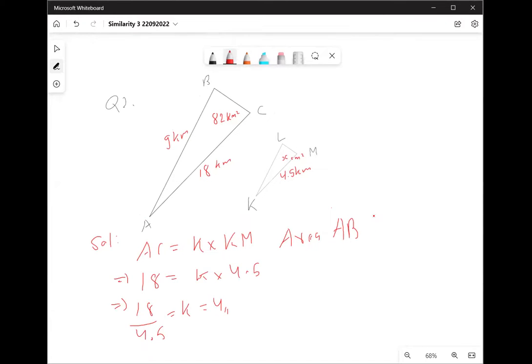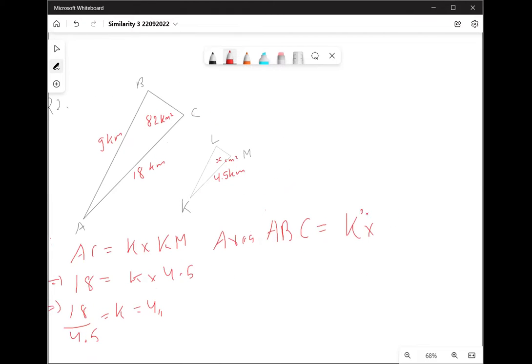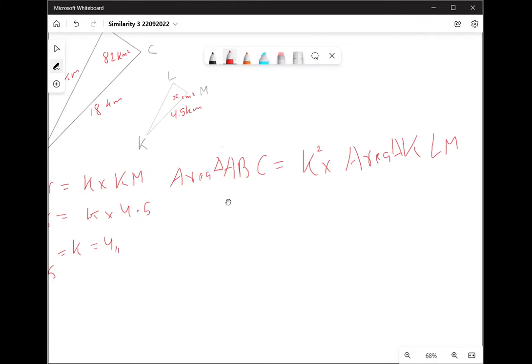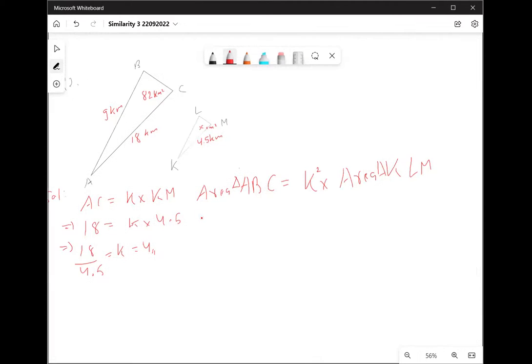Now, area ABC is equal to K squared into area KLM. Is that clear, Zara? Yes, sir. Now, you will get questions like this, so please ask me if you have any doubts here. Okay, I know this is 82. And I know the K squared must be 4 squared into the area of KLM. That's X. So can I find X? Tell me what is X, Zara.